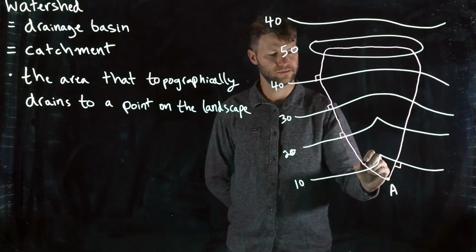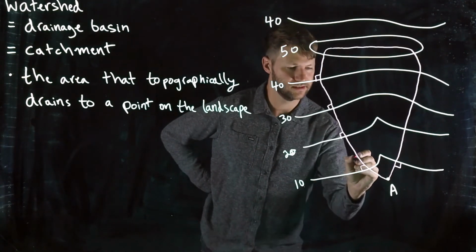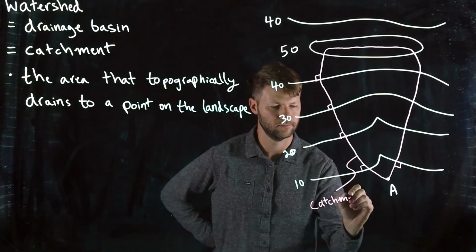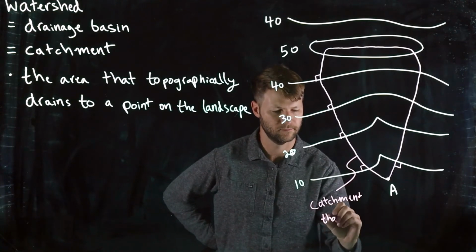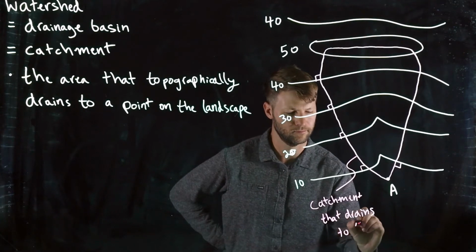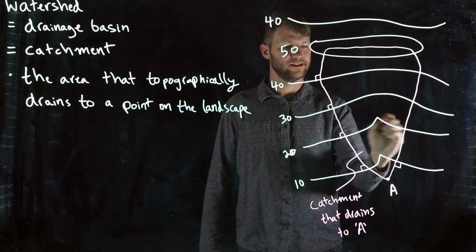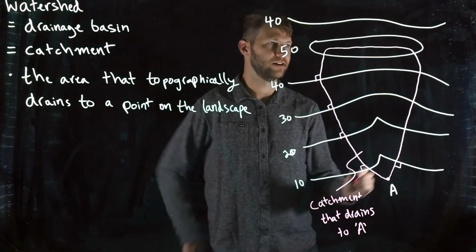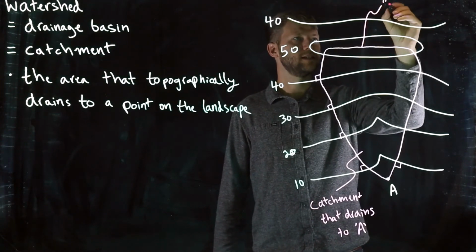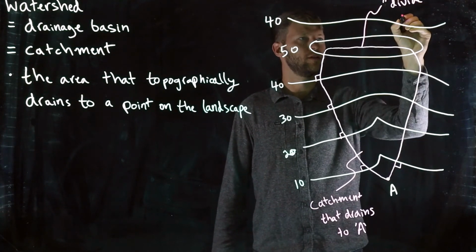So this is a rough drawing of the catchment outline. So this is the catchment that drains to point A. And so it's this whole area in here, everything inside of this pink line. This line here that surrounds it is often called the divide or the drainage boundary.